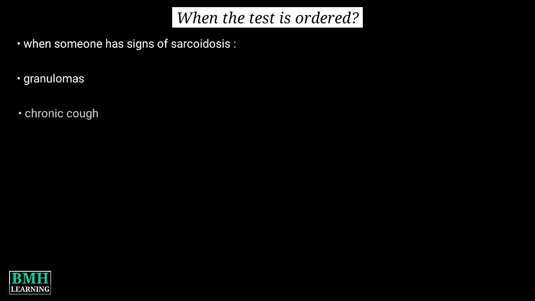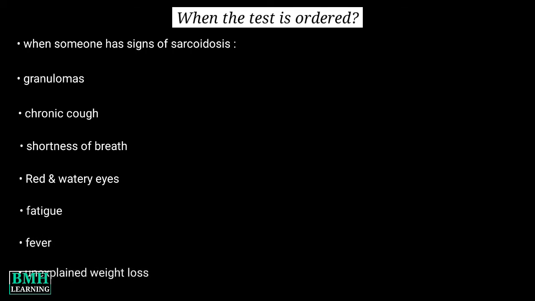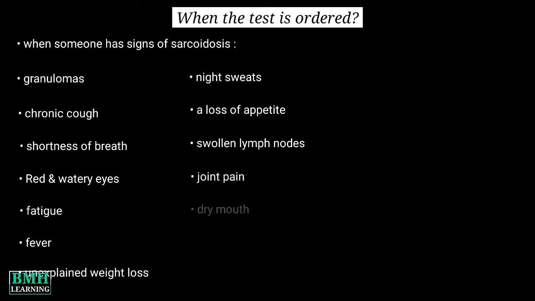When is the test ordered? An ACE test is ordered when someone has signs or symptoms that may be due to sarcoidosis, such as granulomas, chronic cough, shortness of breath, red and watery eyes, fatigue, fever, unexplained weight loss, night sweats, a loss of appetite, swollen lymph nodes, joint pain, dry mouth, nosebleeds.